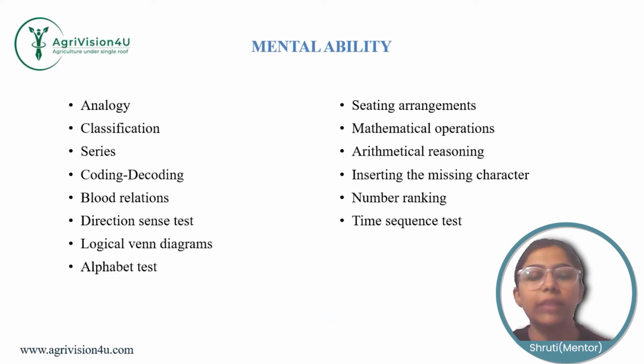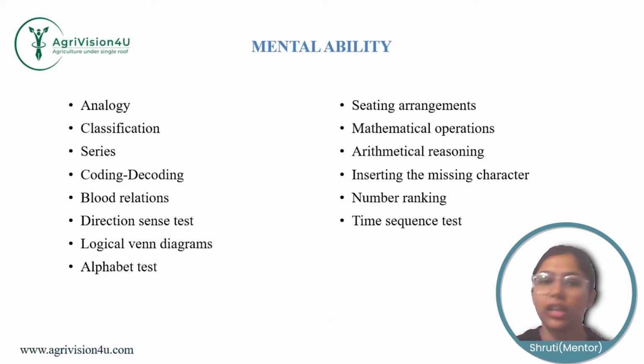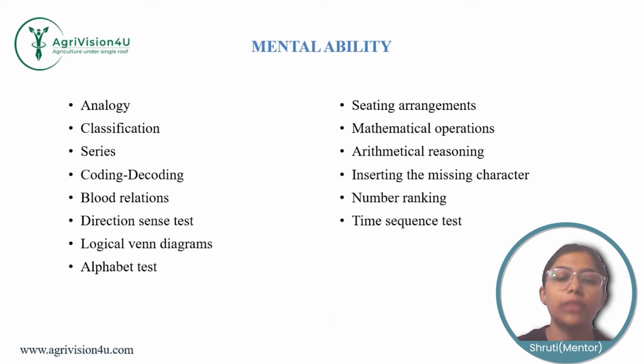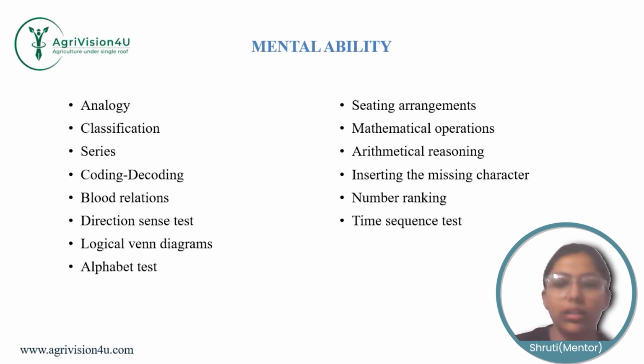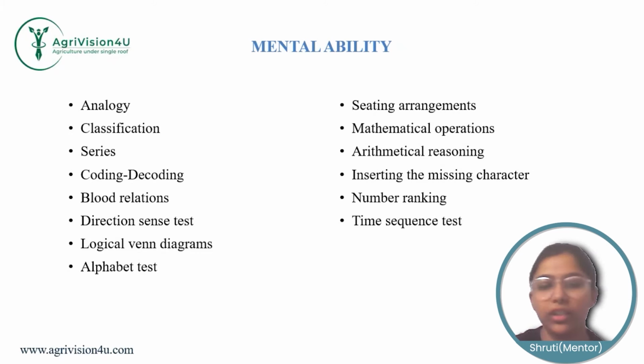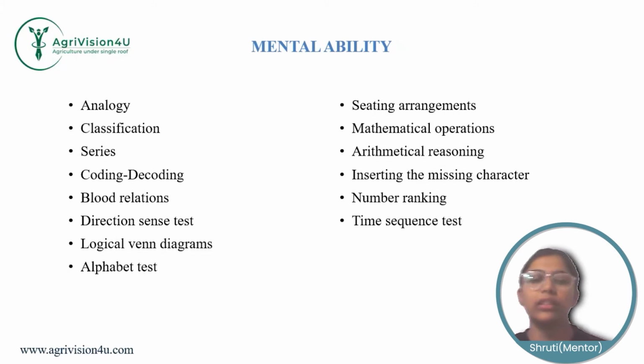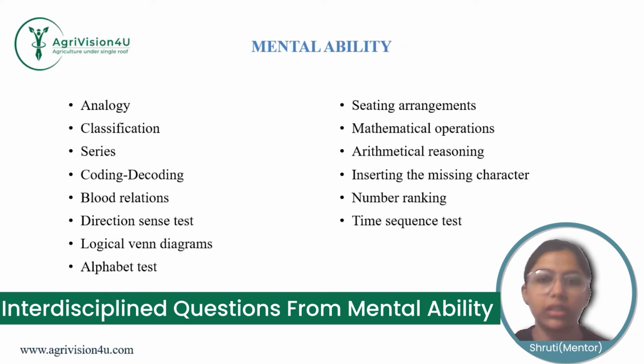In mental ability, analogy had 1 question. Classification, no question. Series had 1 question. Coding-decoding, 1 question. Blood relation, 1 question. Direction sense, 1 question. These were interdisciplinary questions. In blood relation, there were analogy questions and even a sitting arrangement question. So they interdisciplined the questions in mental ability.